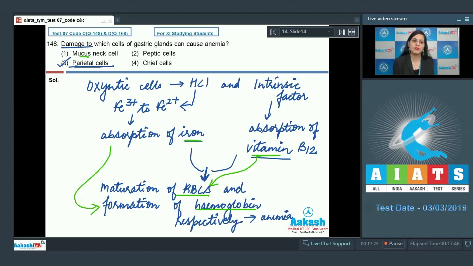The very first option given is mucous neck cell, and this is an incorrect option because as the name suggests, these cells are responsible for the formation of mucus and their destruction or damage will not directly lead to anemia. The next options are peptic cells and chief cells, and these are the incorrect options because peptic cells or chief cells are responsible for secreting pepsinogen, which in its active form is responsible for the digestion of protein. So the correct answer to this question is option number 3. Let's discuss our next question.